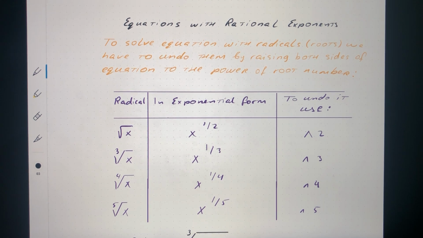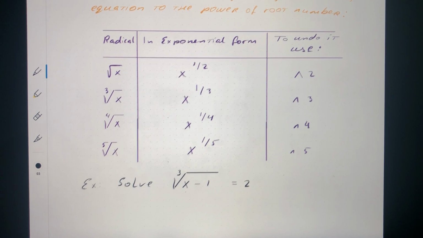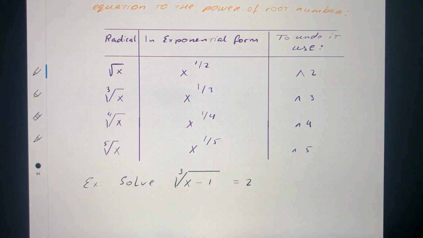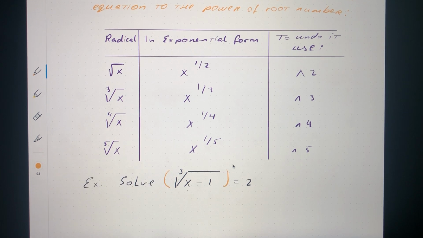Example number 1 is the cube root of x minus 1 is 2. Because we have a cube root, to undo it, we cube both sides. So right away, we cube the left side, cube the right side, the cube root and cube cancel off, giving us x minus 1 is 2 to the third, which is 8. And then adding 1 to both sides, we get our final answer, 9.